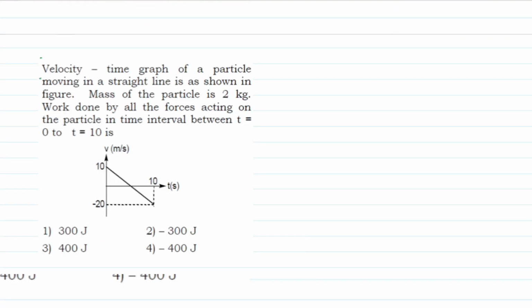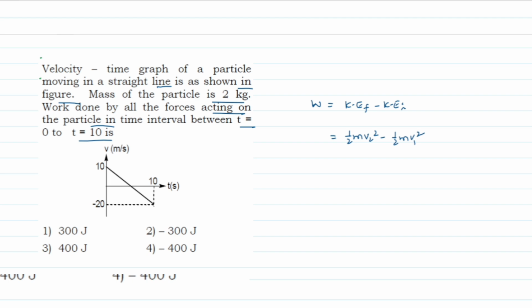Here a velocity time graph of a particle moving on a straight line is shown in the figure. Mass of the particle is 2 kg. Work done by all the forces acting on the particle in the time interval t equal to 0 to t equal to 10 seconds. So work done by all the forces equals final kinetic energy minus initial kinetic energy. It's nothing but half m v2 square minus half m v1 square.